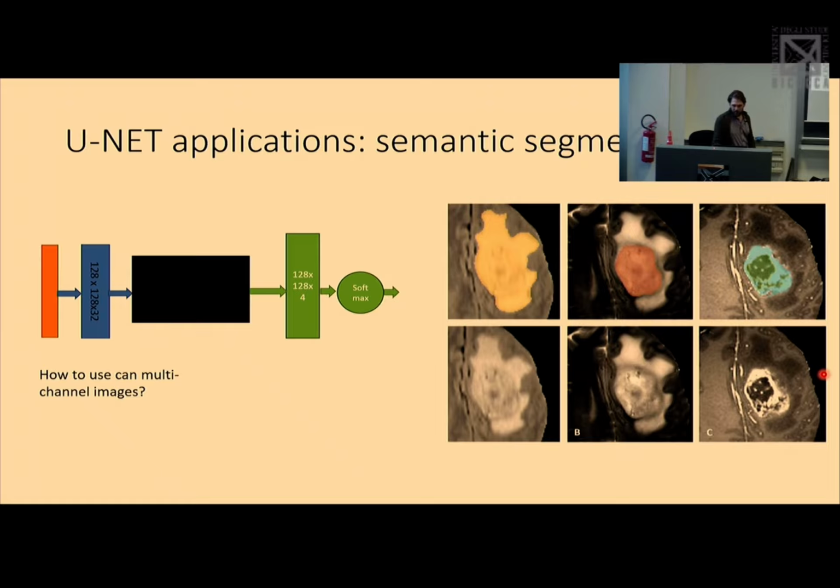However, the question here is how can we use multi-channel images? We have seen the BraTS dataset. For each subject, we have 4 images. And actually, there are multiple options to do that. But you can just stack the 4 different images as they were different channels, and the network learns how to combine the information from multiple images at the same time.